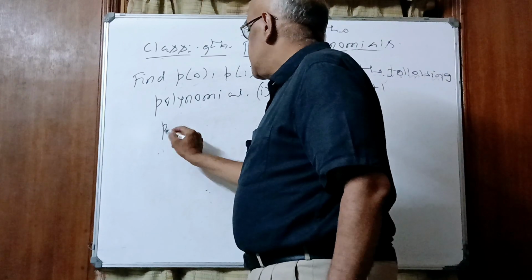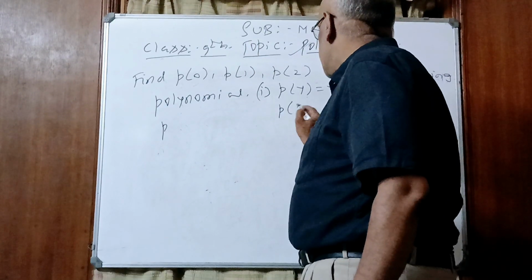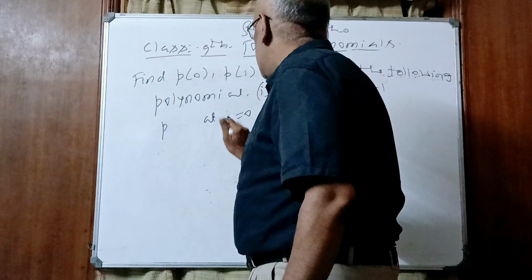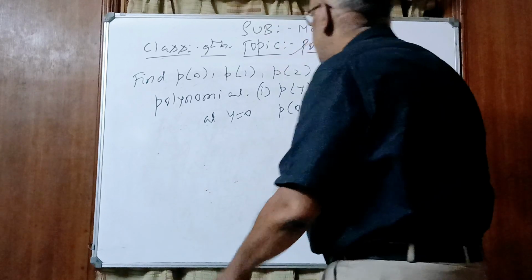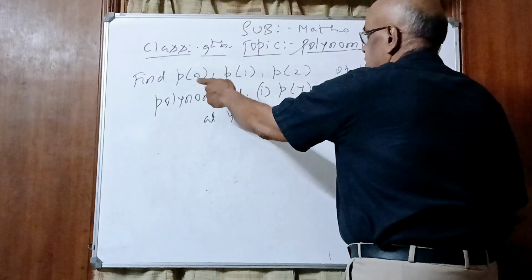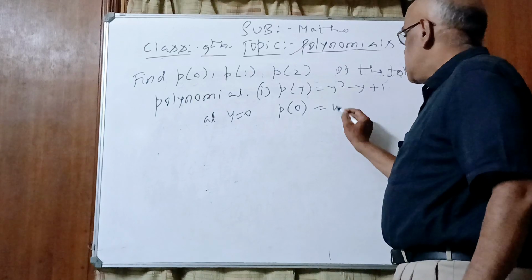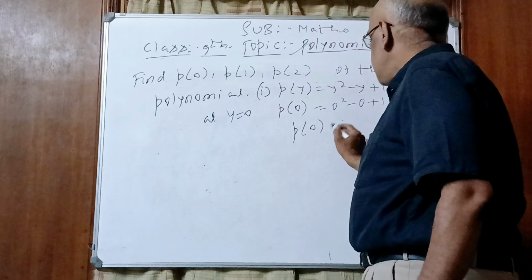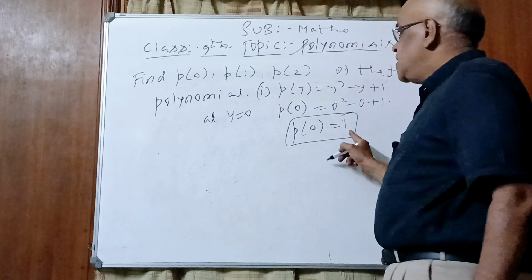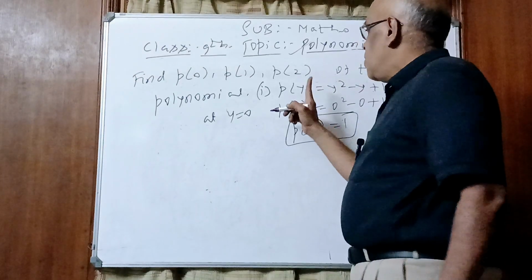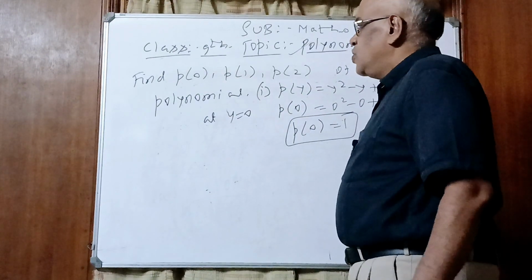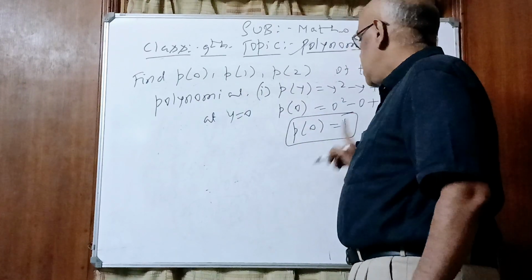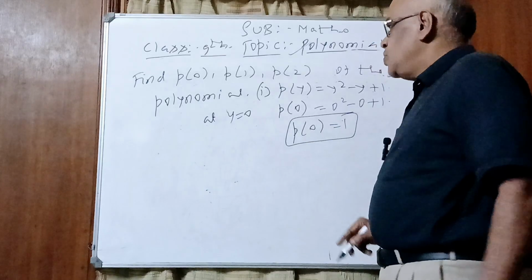Come to the first one, children. Here, p of 0 at y is equal to 0. What is p of 0? 0 squared minus 0 plus 1. What is p of 0, children? P of 0 is 1. 1 is the value of the polynomial p of y when y is equal to 0. Here the variable is y. P of y is 1 when y is equal to 0.